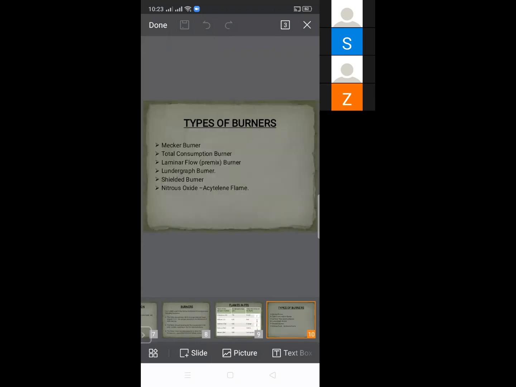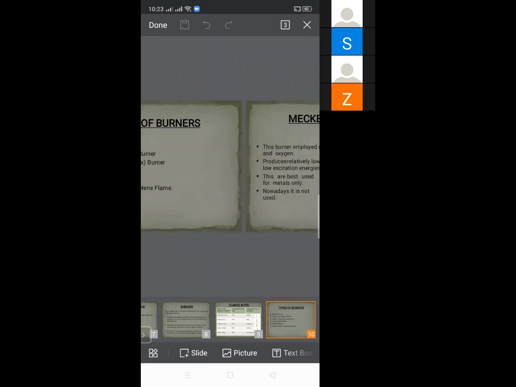And next is the types of burners. There are a few types of burners: Meker burner, total consumption burner, laminar flow burner, Lundegardh burner, shielded burner, and nitrous oxide acetylene flame. So we will discuss all of them in detail. First we start with the Meker burner.